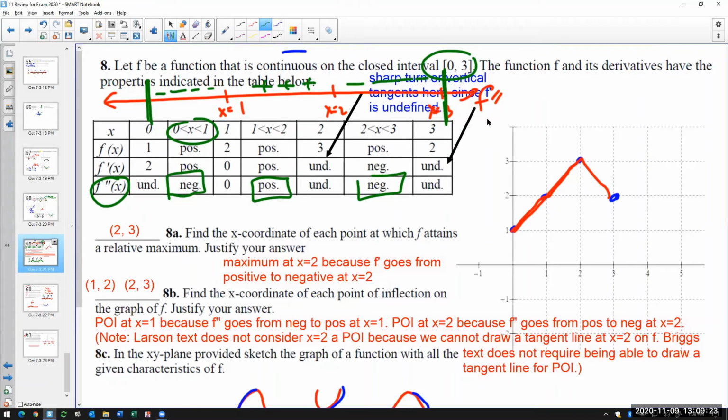Now, here's the thing though. This is not F prime. This is F double prime. So when F double prime is negative, what is F? When F double prime is positive, F prime is increasing and F is what? Concave up. When F double prime is negative, F prime is decreasing and F is concave down. So if F double prime is negative, that means I'm concave down. And F double prime is positive means F is concave up.